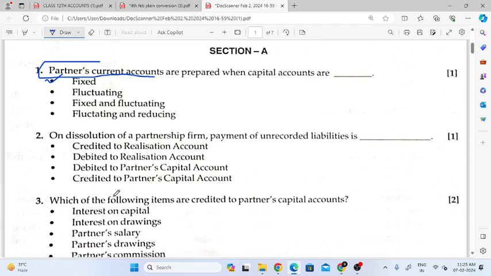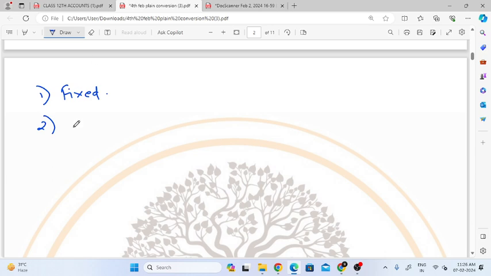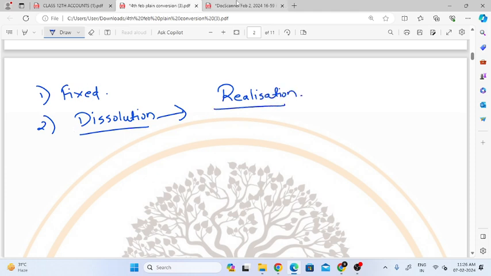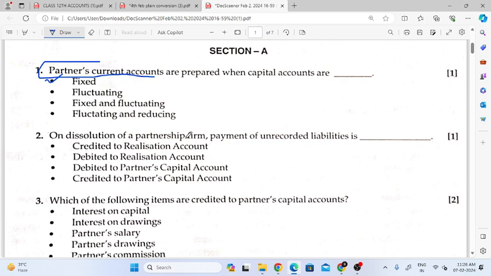Then the second question: on dissolution of a partnership firm, payment of unrecorded liability is. Now we all know that in dissolution, we prepare a realization account. So the question is, on dissolution of a partnership firm, payment of unrecorded liability is done on which side? Payment of unrecorded liability is debited to realization account.